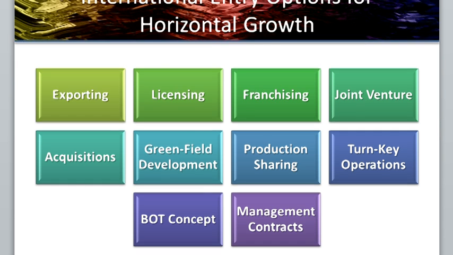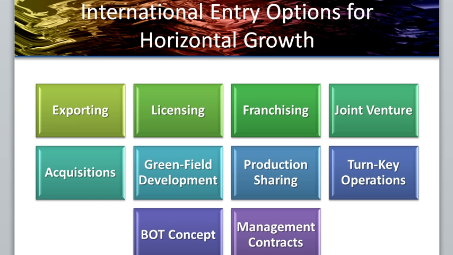Now let's move this up a bit. International entry options for horizontal growth. So if you want to grow your company horizontally, there's a few things you can do. One, probably the easiest, is exporting. It depends on where you're exporting to, but exporting can minimize your risk because you're keeping all your manufacturing in your home base stable, but you're taking your products and shipping them to another country to be sold. Exporting is a pretty common function for most companies in this global marketplace.